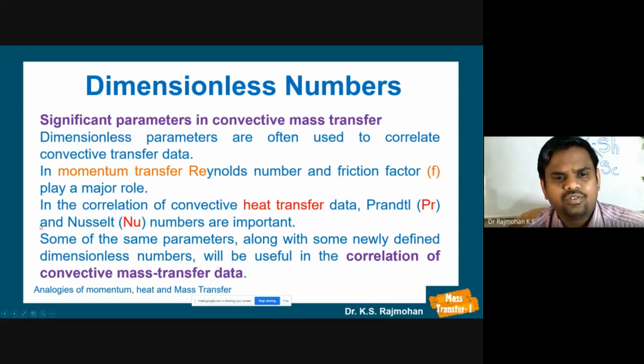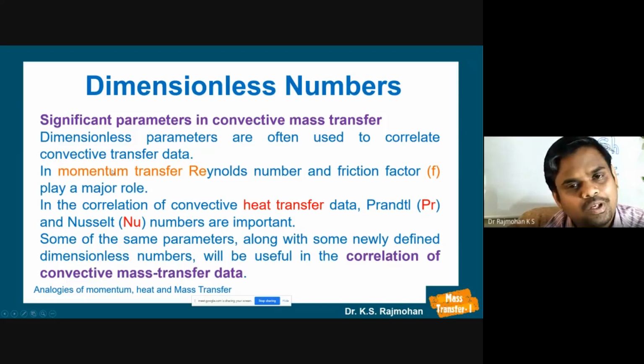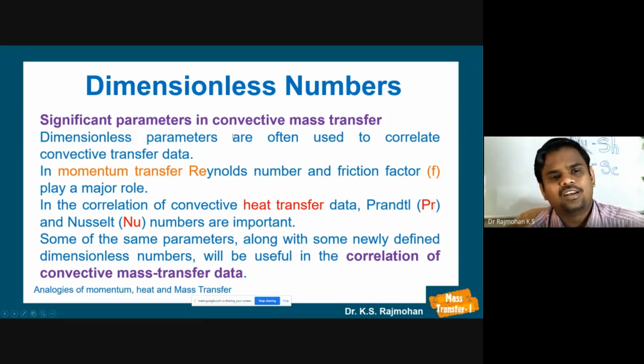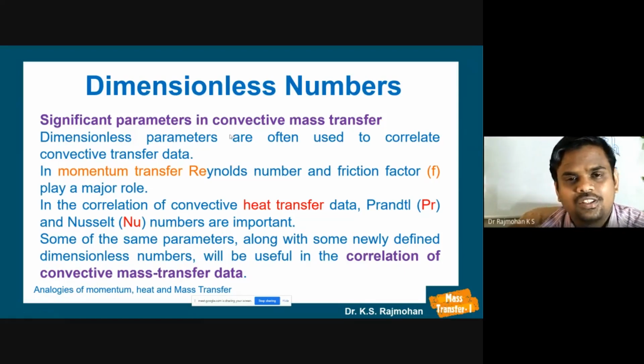Okay, so to perform dimensional analysis for any system, it can be for momentum transfer, heat transfer, or mass transfer, we should first identify what the significant parameters are. If you have some useless 12 parameters, no use. We have to identify the significant parameters that affect the convective mass transfer. So dimensionless numbers are often used to correlate the convective transfer data, either in heat transfer, mass transfer or momentum transfer. We are able to correlate the convective mass transfer data.